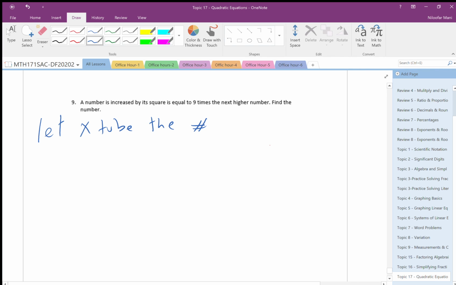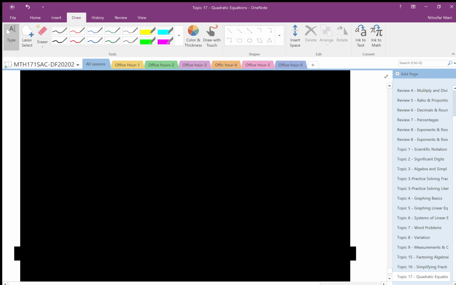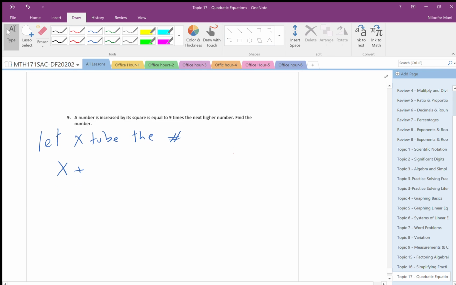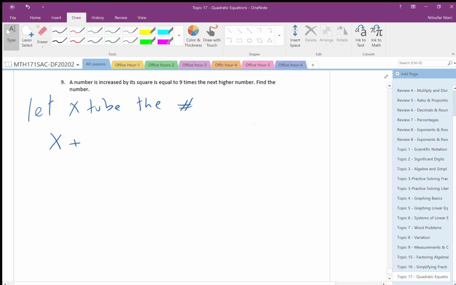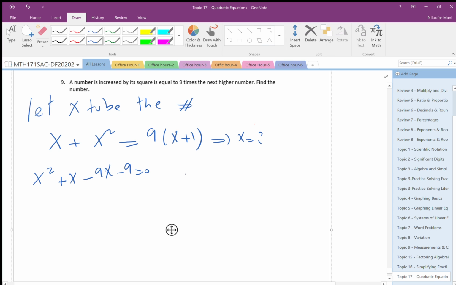So the number is increased. Oh my goodness. At least for this question, please help us, and then we are done. x plus x squared is equal to 9 times x plus 1. Okay, so I have to find x. What is x? I just have to simplify. x squared plus x minus 9x minus 9 equals 0. Agree? So I have x squared minus 8x minus 9 equals 0.